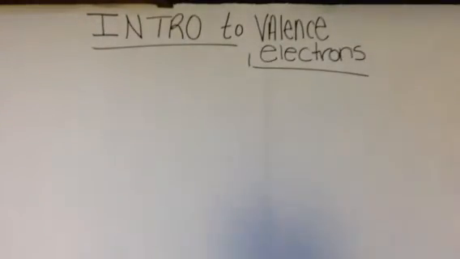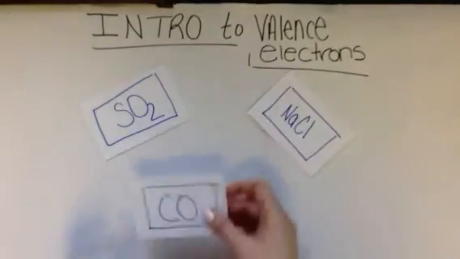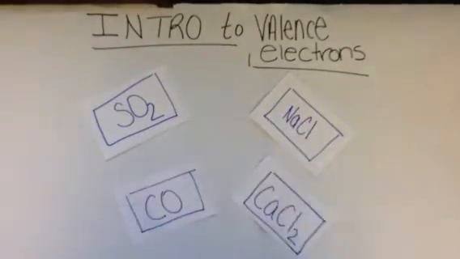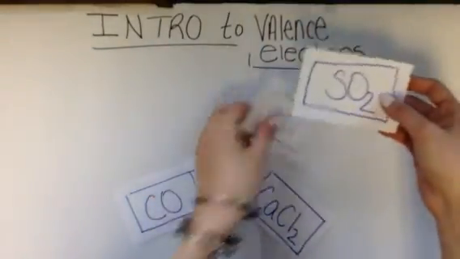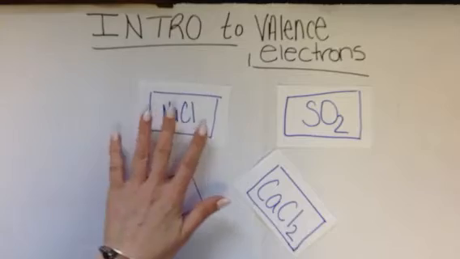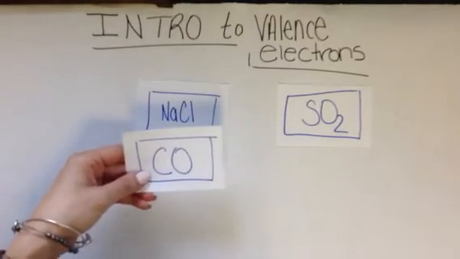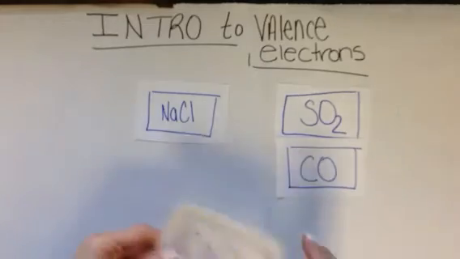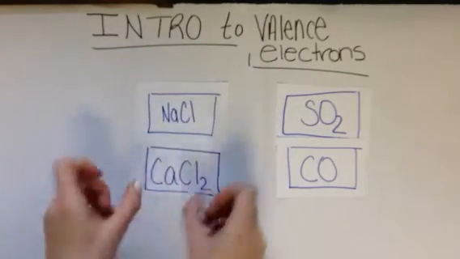All right? So you know that compounds are either ionic or molecular by looking at them and finding their elements on the periodic table. Sulfur and oxygen, nonmetals, so those are covalent. Sodium and chloride, metal, nonmetal, that's ionic. Carbon and oxygen, nonmetals, covalent. Calcium and chloride, metal and nonmetal, ionic.